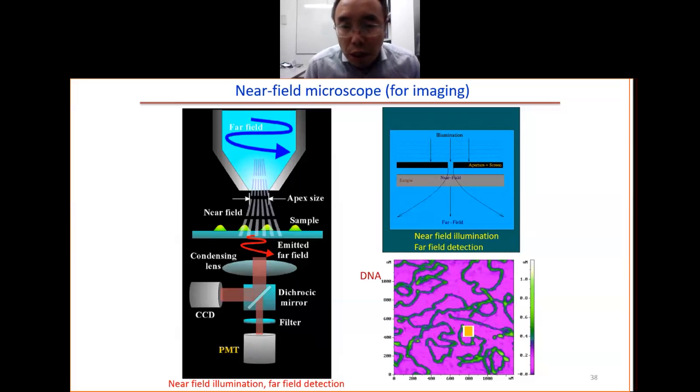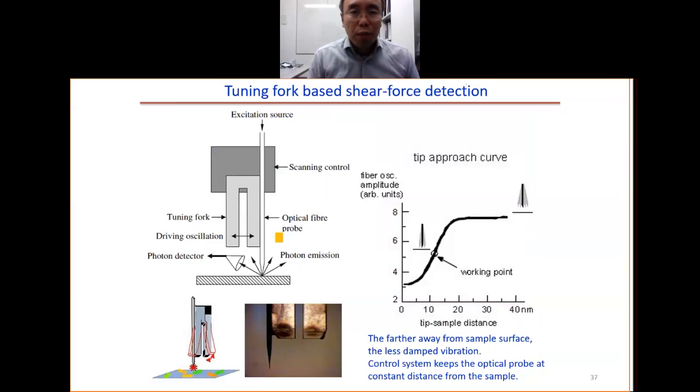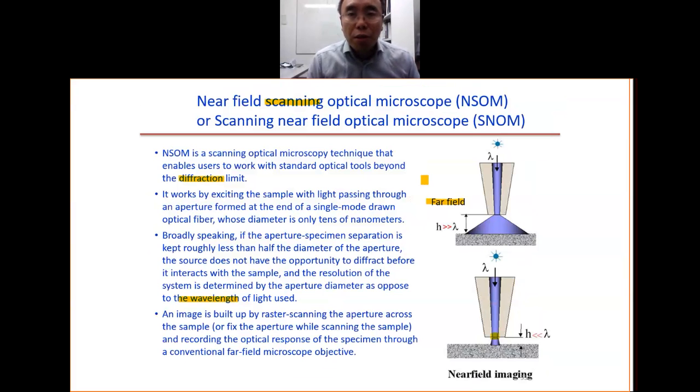Now here, this is DNA. The resolution here is about 30 nanometer. We know that DNA is only like 2 or 3 nanometer, but here it looks like 30 nanometer because the aperture size is 30 nanometer. Okay, this is the SNOM as known.